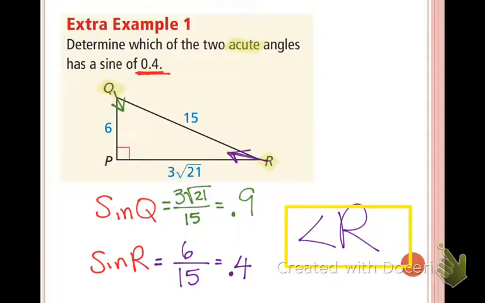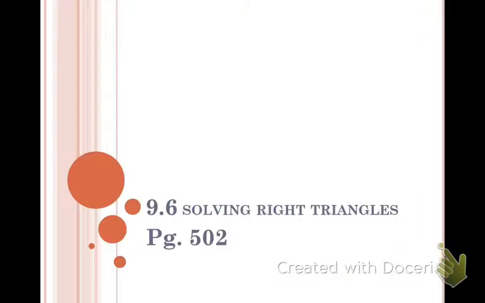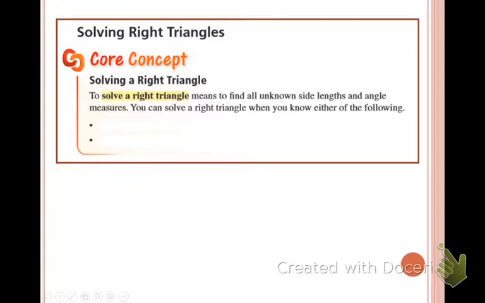Did it work for you? All right. So we move on to kind of the new stuff, solving right triangles. Again, to solve a right triangle means to find all unknown side lengths and angle measures. You can do this. This is not on your page, so just relax.